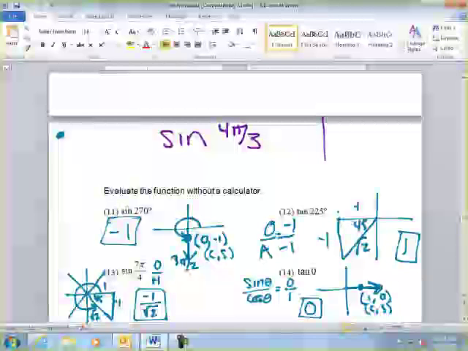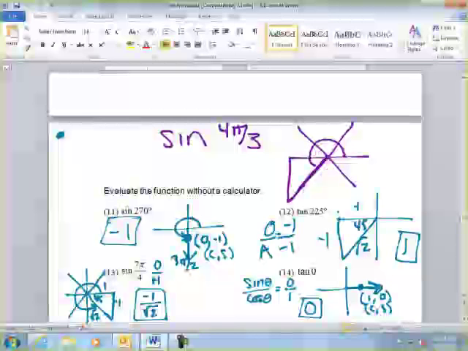If I graph 4 pi over 3, what do I do? You would divide the top and bottom into 3 sections, which means we want to ignore that vertical. The vertical doesn't help us break into 3 sections. And I'm going to go around 4 pieces. So that puts me down here.